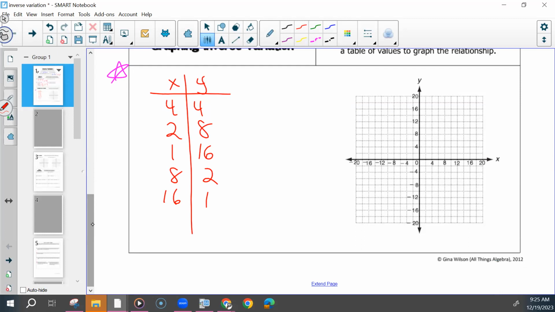This is counted by 2, so the ones you'll have to go with like 4, 4, 2, 8, 1, 16, 8, 2, and 16, 1. It'll look something like that. Then you're going to connect the points, and make sure you write this down. Draw arrows at the end. To the best of your ability.